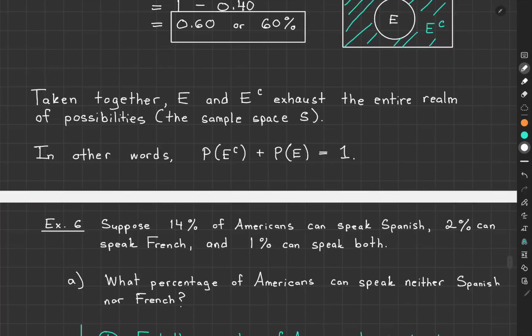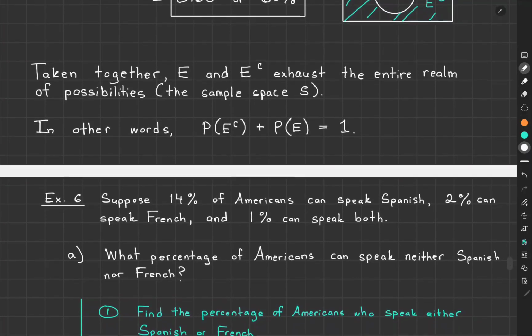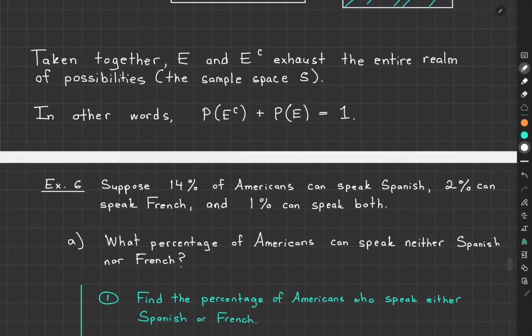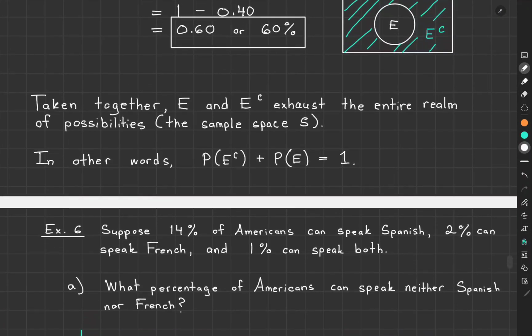All right, so let's look at our next example. Example 6 says, suppose that 14% of Americans can speak Spanish, 2% can speak French, and 1% can speak both. What percentage of Americans can speak neither Spanish nor French? Okay, so this is a problem that's going to sort of synthesize the formulas we've just learned. So first, we're going to start off by finding the percentage of Americans who speak either Spanish or French. Once we can do that, so that's like our E, we can find E complement, the percentage of Americans who speak neither.